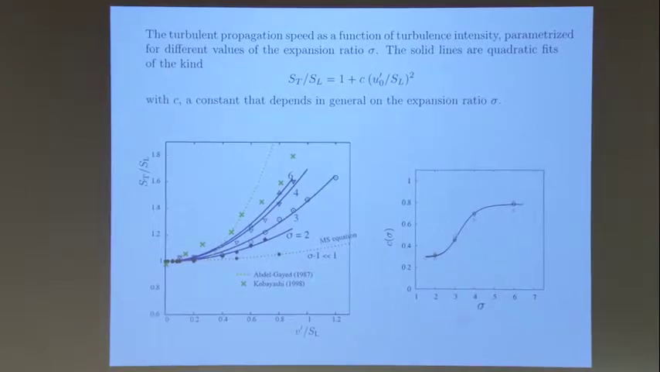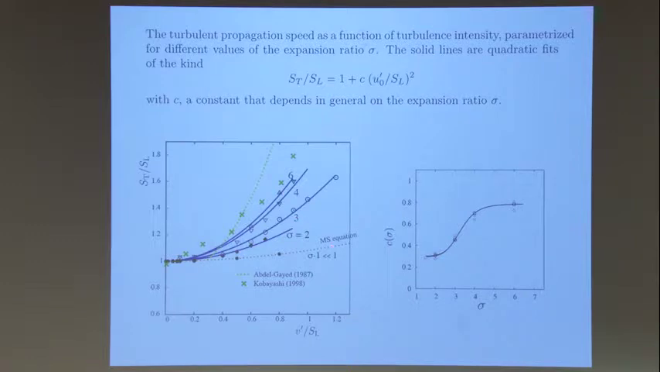Okay, we also looked at the turbulent propagation speed as a function of the intensity. I will show you a more important result than this, but this was intended to show just a dependence on different sigma, which is the density ratio or heat release. And you see the quadratic dependence that was anticipated before in different studies.